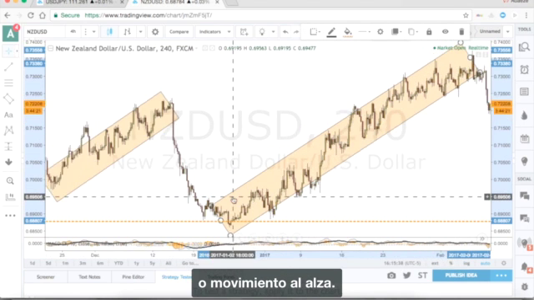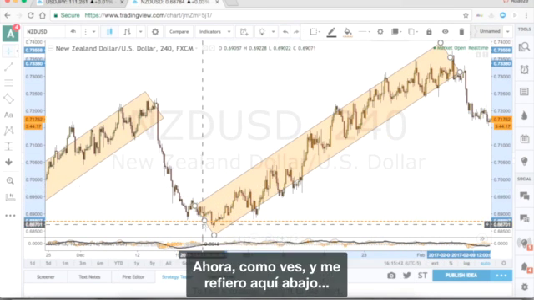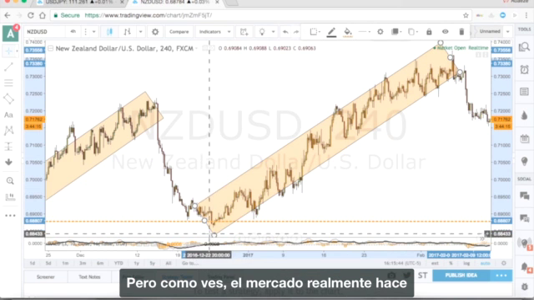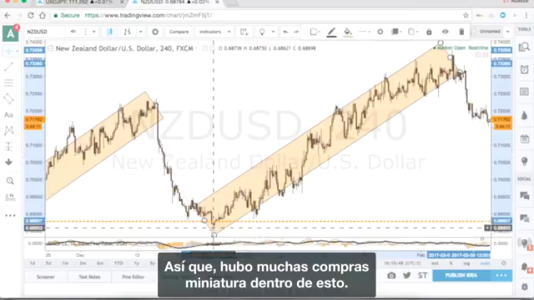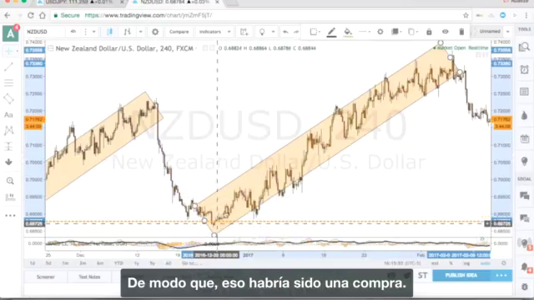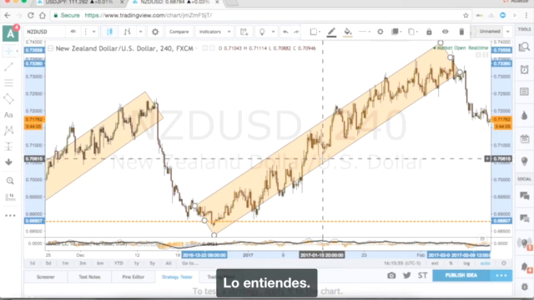Or movement to the upside. So this would have been a good time to get in for a buy. Now, as you see, down here, the market actually does little ping pongs back and forth. So there were lots of miniature buys inside of this. So that would have been a buy. This would have been a buy. That would have been a buy. You get it. So now you know what a buy looks like.